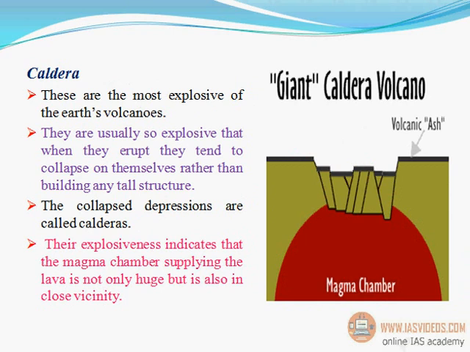Caldera. These are the most explosive of the Earth's volcanoes. They are usually so explosive that when they erupt, they tend to collapse on themselves rather than building any tall structure. The collapsed depressions are called calderas. Their explosiveness indicates that the magma chamber supplying the lava is not only huge but is also in close vicinity.